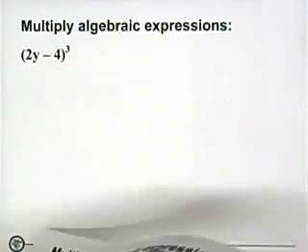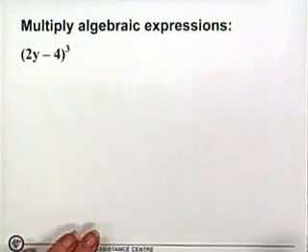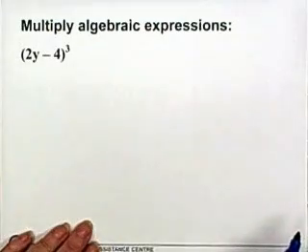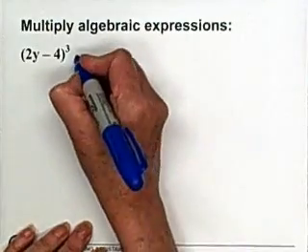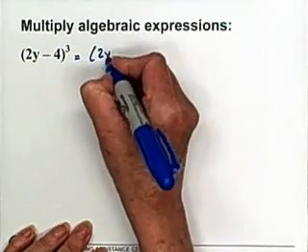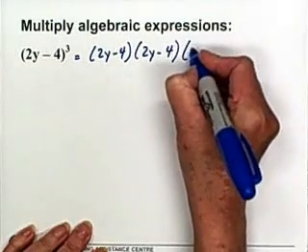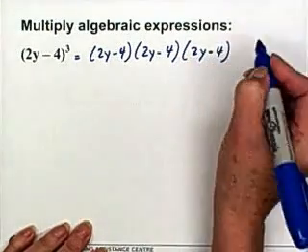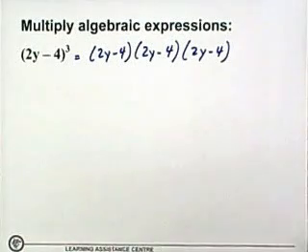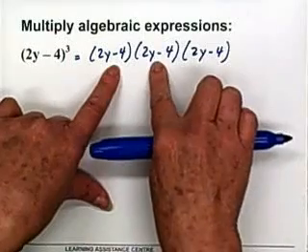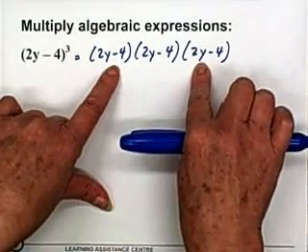Now, something a little more interesting. Well, I don't know if interesting is the right word, but harder. (2y minus 4) cubed. So you would write this as (2y minus 4) times (2y minus 4) times (2y minus 4). With something this long, you really need to take it one step at a time. Try not to do two steps at once, because that's when it's easy to make an error.